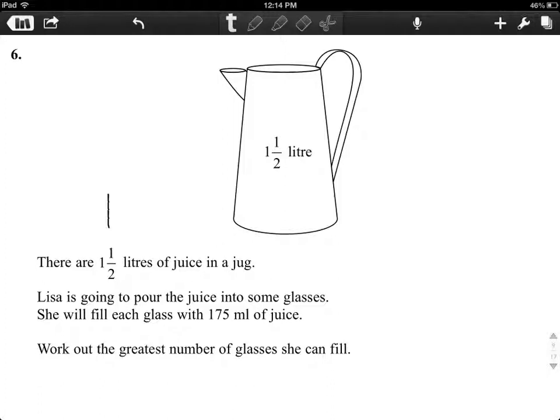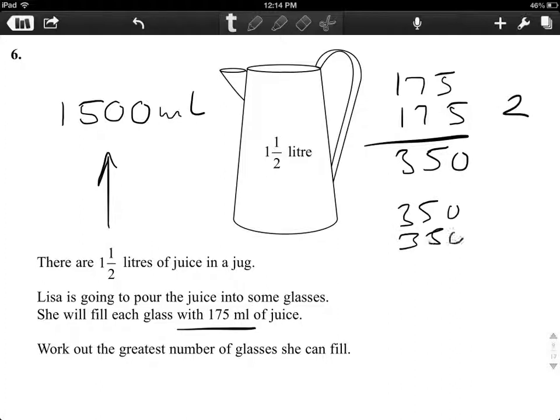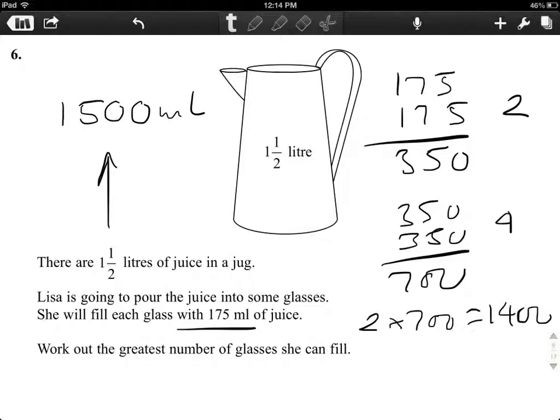Okay, with this problem we have to know that 1.5 litres is 1500 millilitres. Now glasses have 175, so 175 and 175 is 350. So that's 2 glasses. 350 and 350 is 700. That's 4 glasses. 2 700s is 1400. So that's, remember 700 is 4 glasses, so it's 2 times 4.